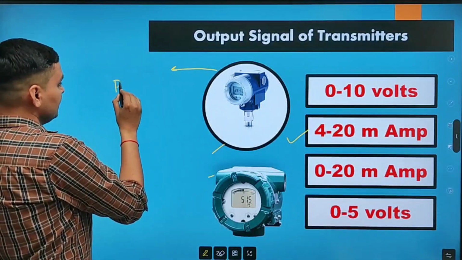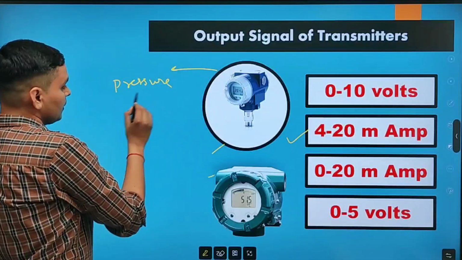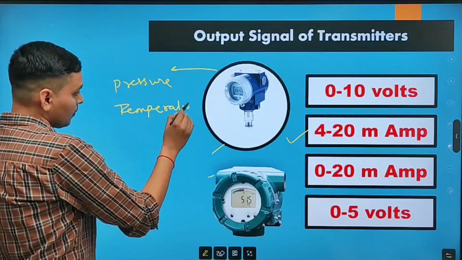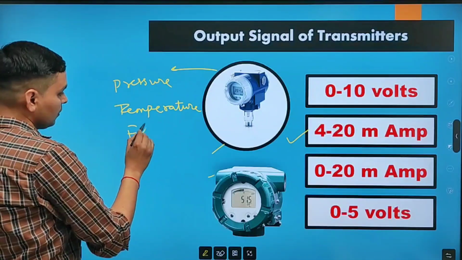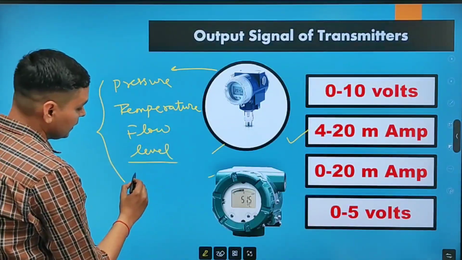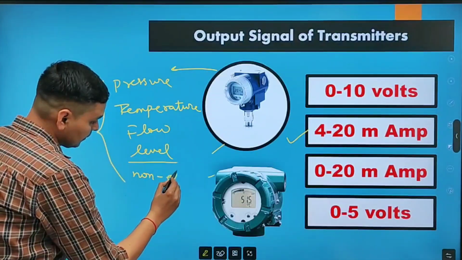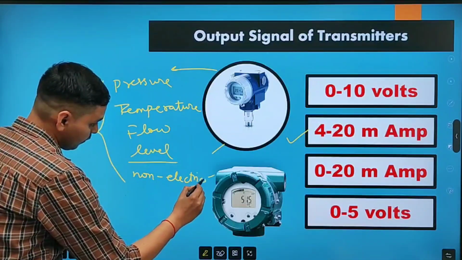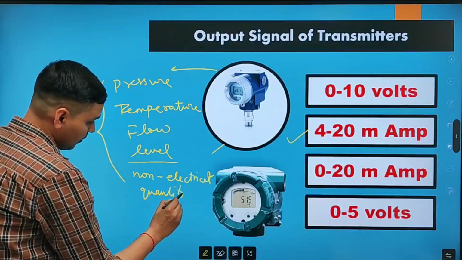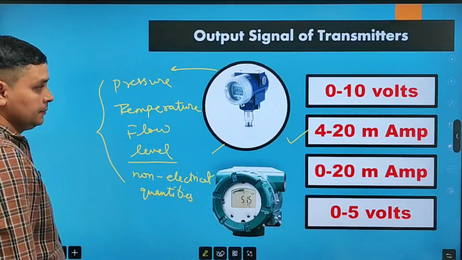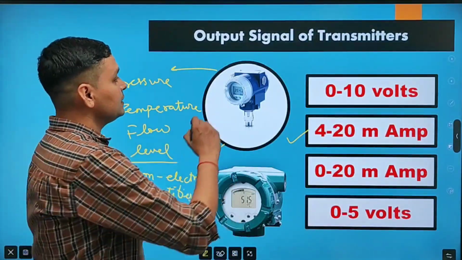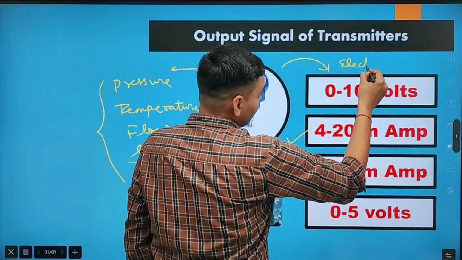Okay. Here you can see what it is measuring. It measures pressure, temperature, flow, level. These are the non-electrical quantities. Okay? And these transmitters convert these values to electrical quantities.